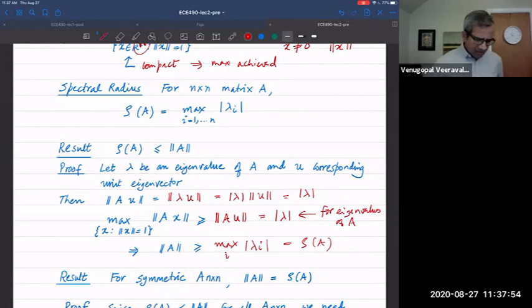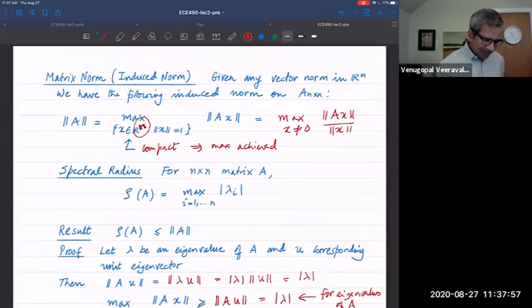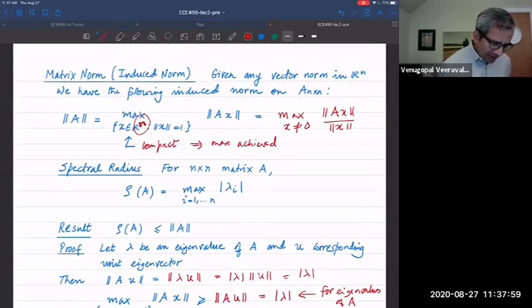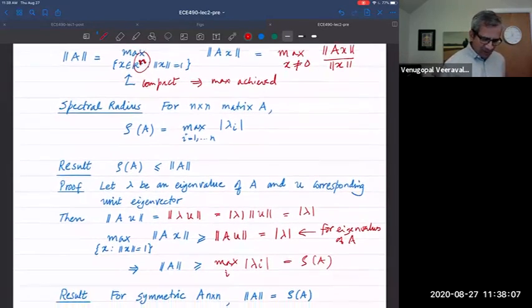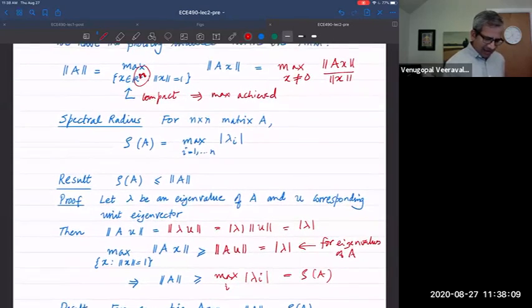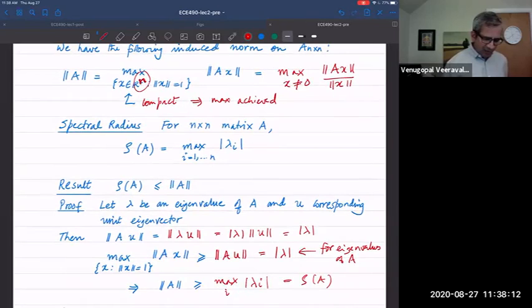Maybe I was a little quick in saying this. Actually, all these definitions so far hold for any matrix A, and this result also holds for any matrix A. And if the matrix A had complex eigenvalues, you still take the magnitude of the complex value there. So these results hold for any A.